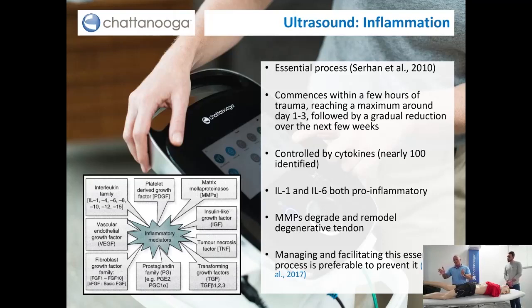It's controlled by cytokines, and there are nearly 100 of those identified. We look at things like interleukin-1 and interleukin-6, both of which are pro-inflammatory markers. We also have matrix metalloproteases, which degrade and remodel degenerative tendon. So you're going to find those in a repairing tendon.